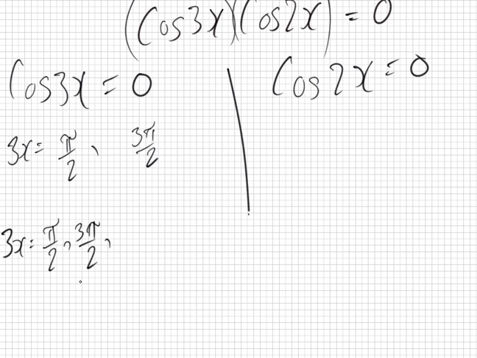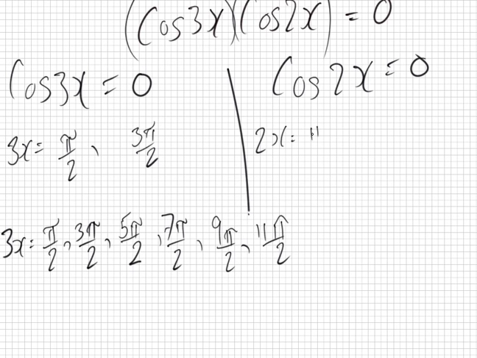Then I add 2 pi here. So that'd be 5 pi over 2, is it? 7 pi over 2, I hope. 11 pi over 2. No, 9 pi over 2, isn't it? And then here is 11 pi over 2. And then this one here, 2x will equal pi over 2, 3 pi over 2, 5 pi over 2, and then 7 pi over 2. And then I divide by the 2 and I divide by the 3 and I get all my answers here.